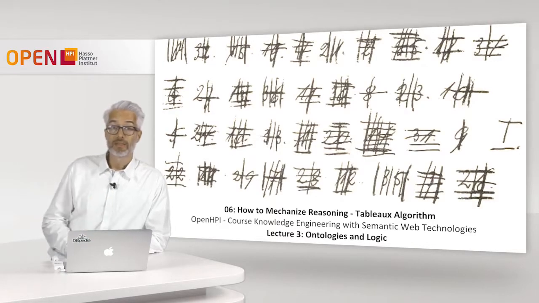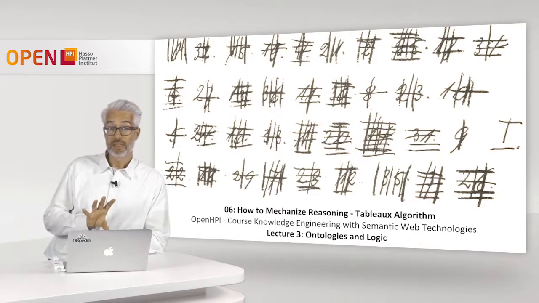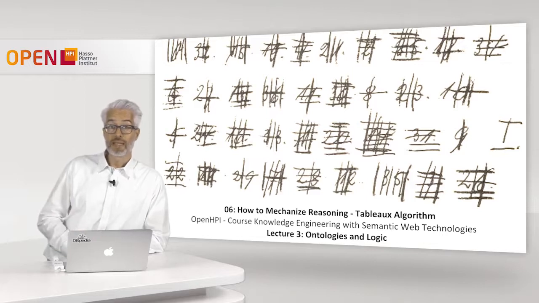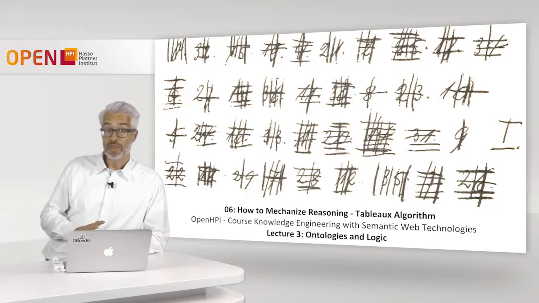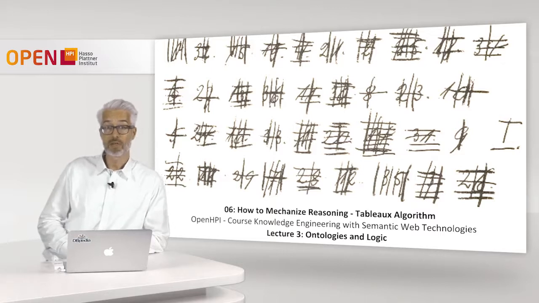Okay, so in the next part of the lecture, we want to apply what we have learned in the realm of mechanized reasoning. First of all, I give you some rationale why this mechanized reasoning is important, and then we will have a first algorithm to do that, the so-called tableau algorithm.